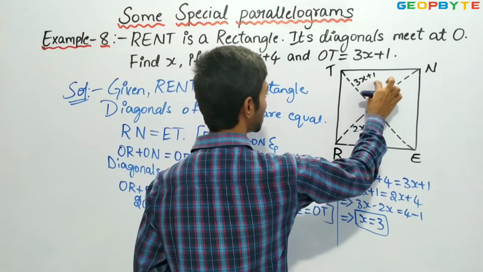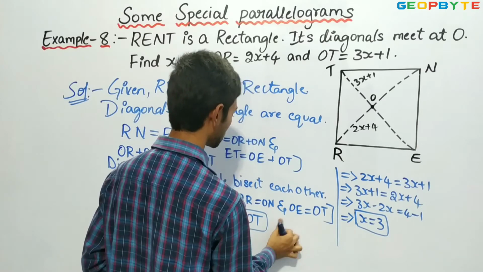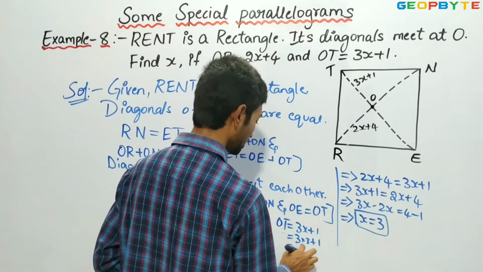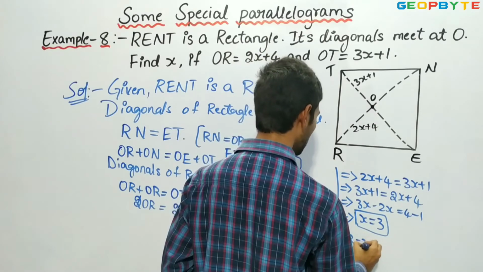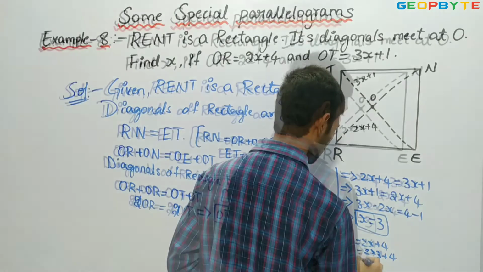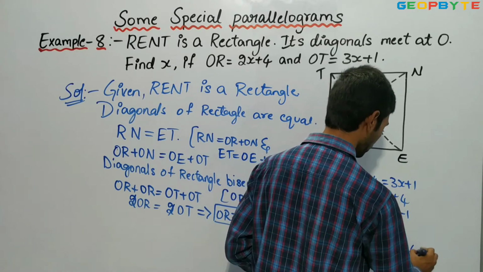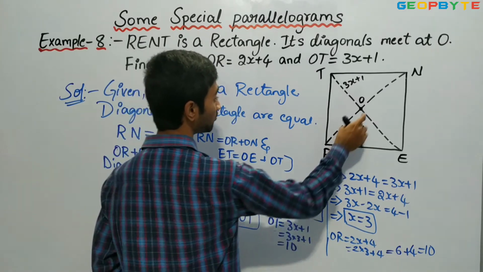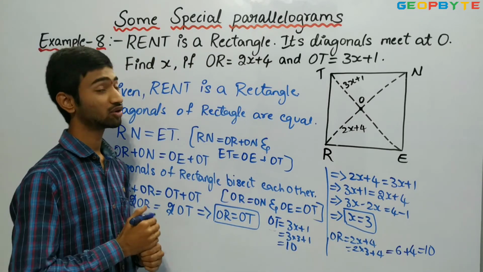Now let us substitute in the equations. OT equal to 3x plus 1. So 3 into 3 plus 1. 3 into 3, 9. 9 plus 1, 10. And next, OR equal to 2x plus 4. Here 2 into 3 plus 4. That equal to 6 plus 4, which is equal to 10. So here we got OR equal to 10, also OT equal to 10. So we have OR equal to OT. Therefore we got the x value as 3. It is correct. Therefore the value of x is equal to 3.